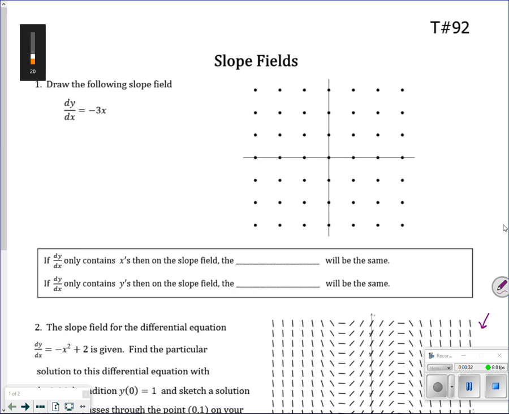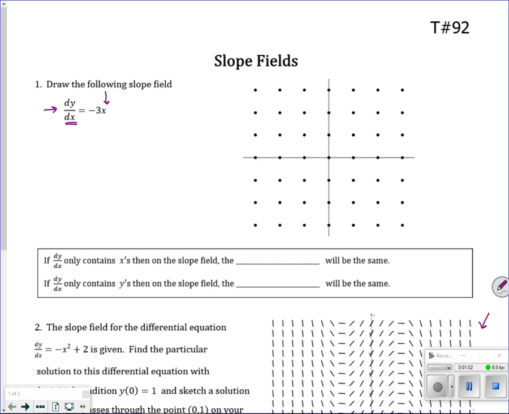If they ask you to draw one, they will give you a derivative. They'll always give you a dy/dx. So notice dy/dx equals negative 3x. Ultimately you have to get little lines on each of those dots. And you're probably thinking, oh my gosh, that'll take forever. Well, we're going to see if we can make it a little bit easier. So let's look. The slope of the function is dependent on x.